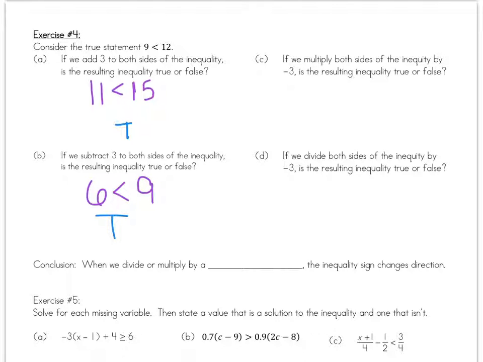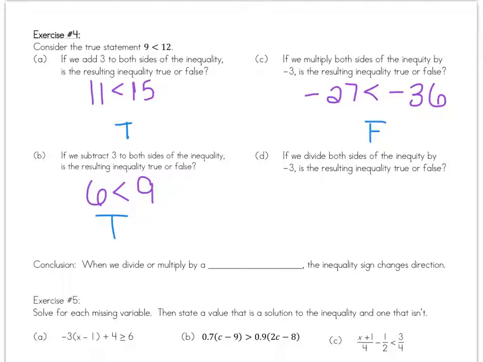Okay, let's take a look now at C. If we multiply both sides of the inequality by negative 3, well, I end up getting negative 27 is smaller than negative 36. Is negative 27 smaller than negative 36? No, I would rather owe someone $27 than 36, so this is not true. This is a false statement. Negative 27 is bigger than negative 36. All right, where are they going with this? So we just multiplied by a negative, and it made a false statement.